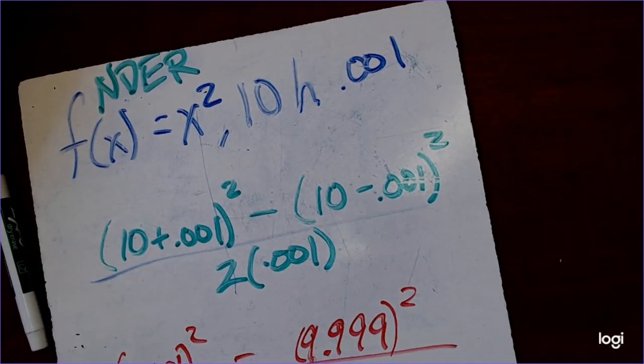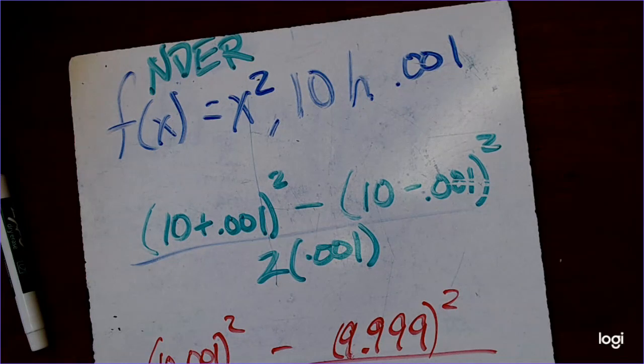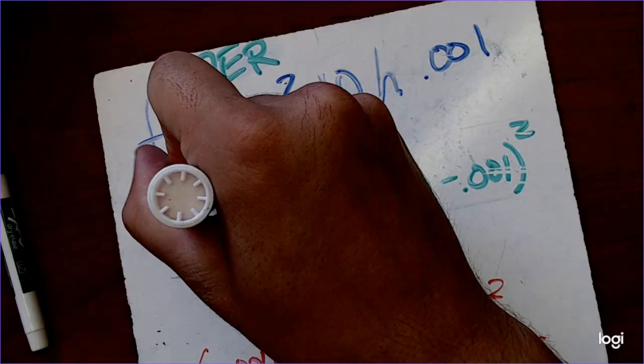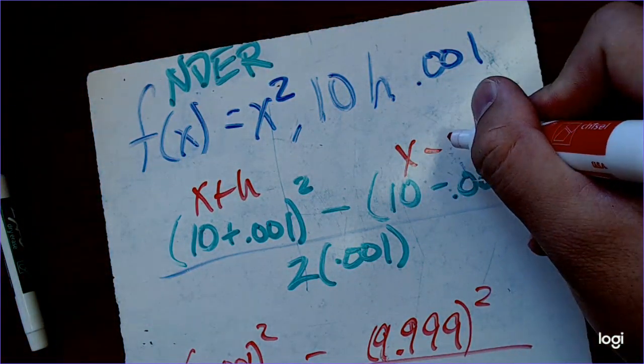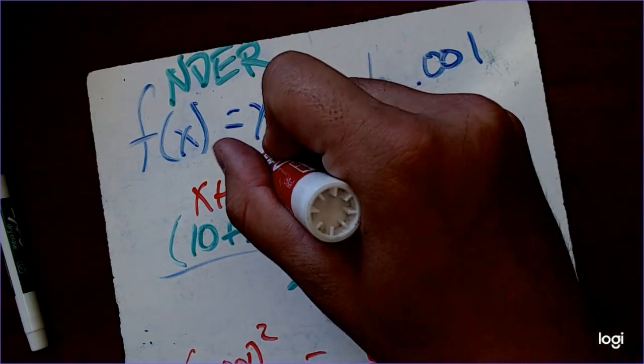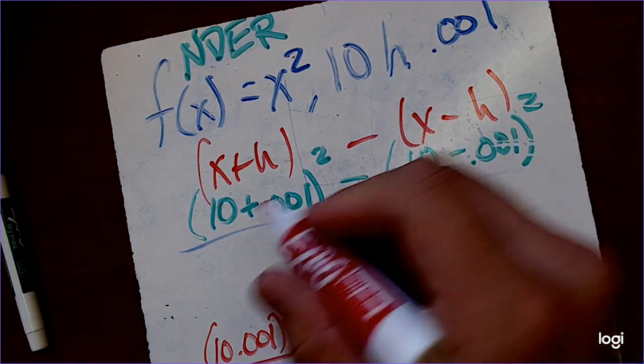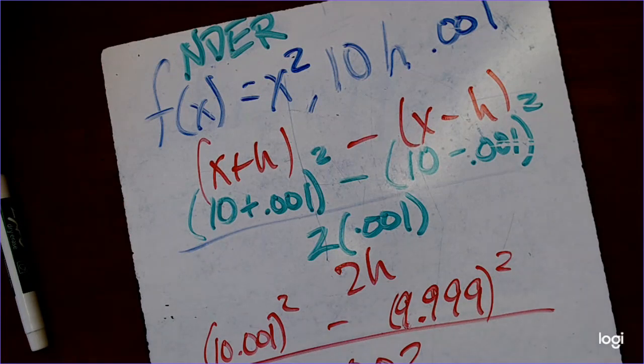Don't forget f of x plus h minus f of x minus h over 2h. I don't think I wrote that properly. This is x plus h. This is x minus h. This is 2h, right? You should have that memorized. If not, memorize it now.